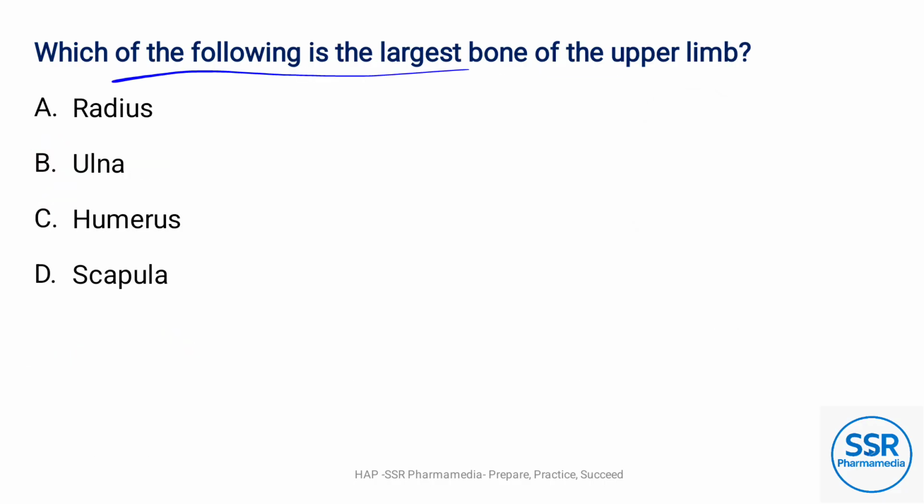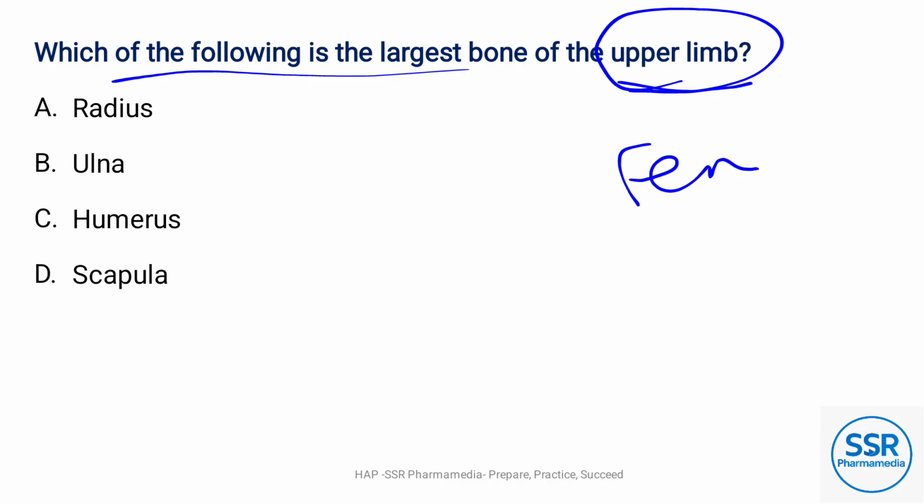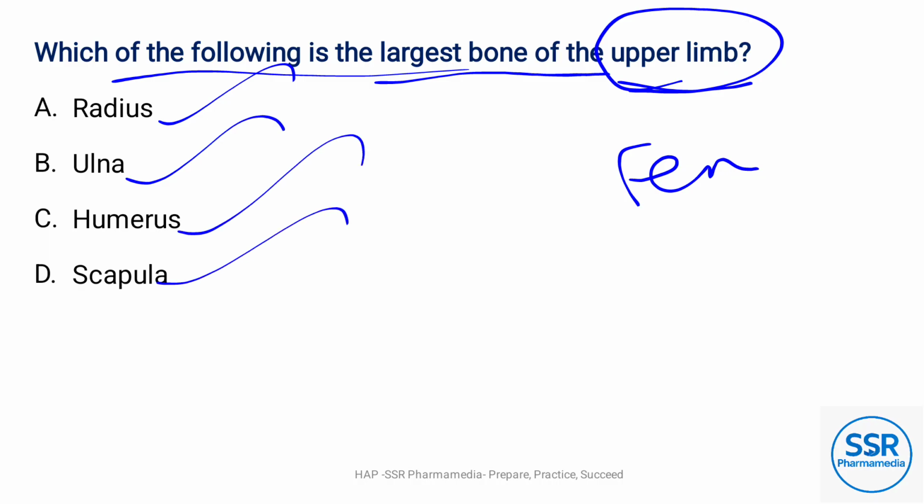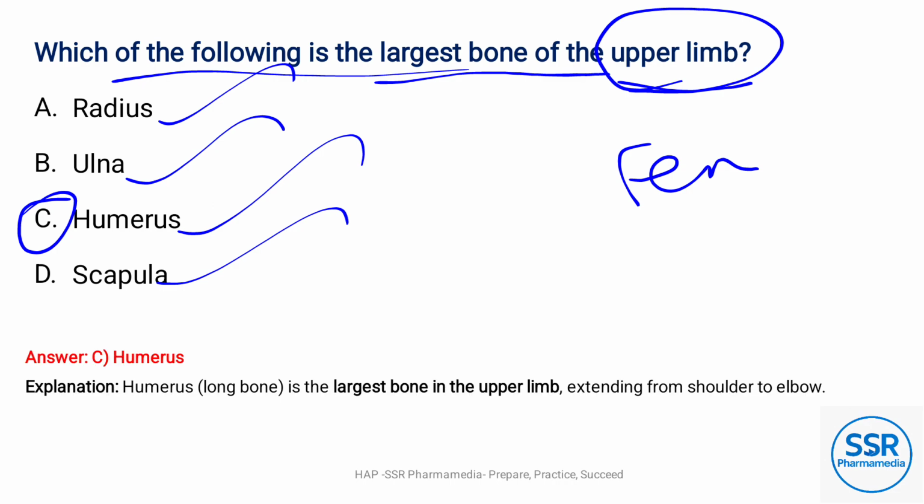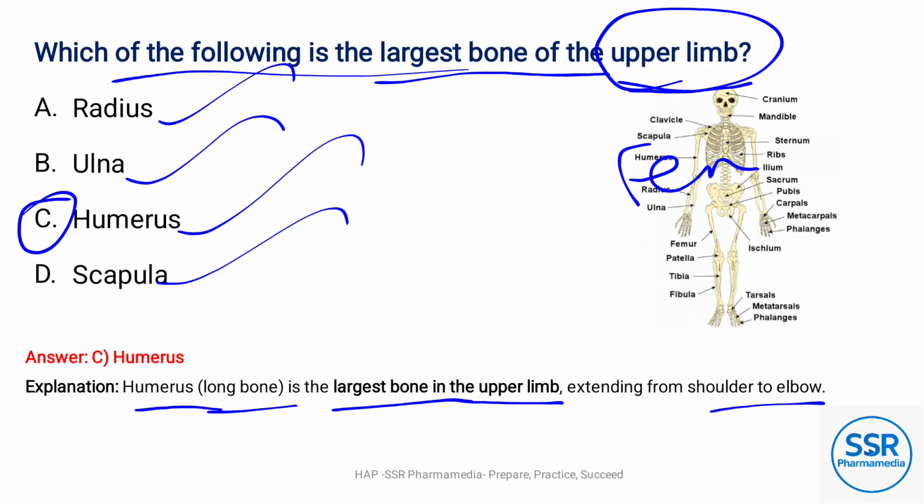Which of the following is the largest bone of the upper limb? Note the point: in the overall body, the femur is the largest bone, but they are asking about the upper limb. Option A, radius; option B, ulna; option C, humerus; option D, scapula. The humerus is the largest bone in the upper limb, extending from the shoulder to the elbow.